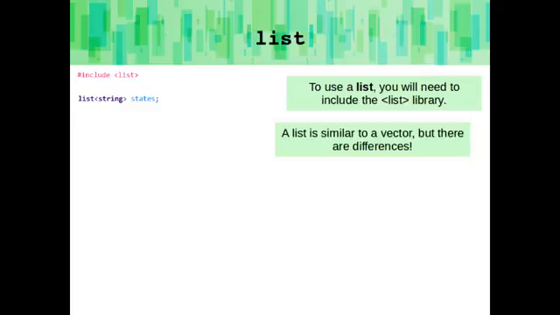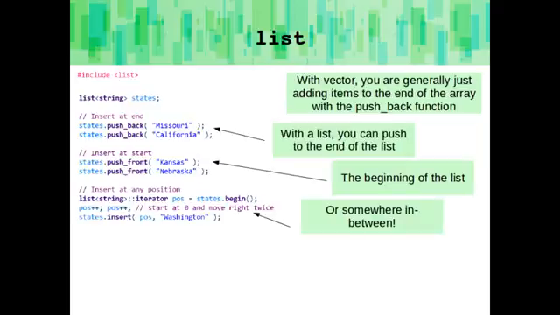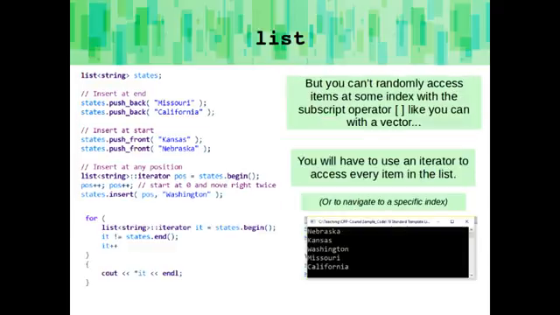To use a list, you will need to include the list library. A list is similar to a vector, but there are differences. With vector, you're generally just adding items to the end of the array with the push_back function. With the list, you can push to the end of the list, to the beginning of the list, or somewhere in between. But you can't randomly access items at some index with the subscript operator, like you can with a vector. You'll have to use an iterator to access every item of the list.